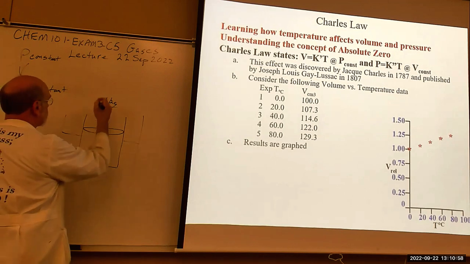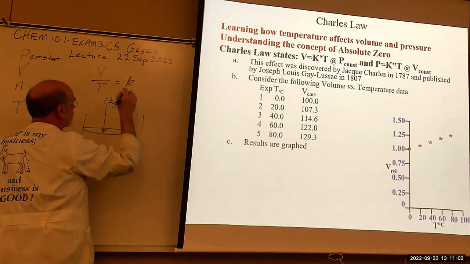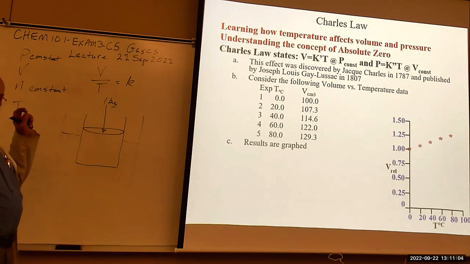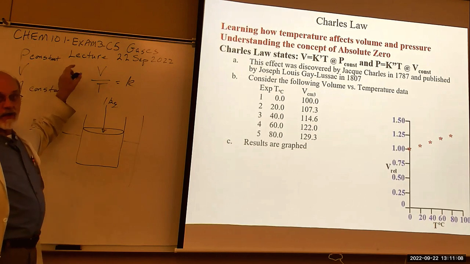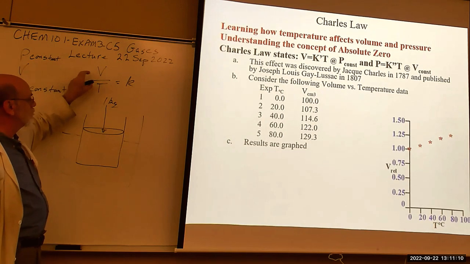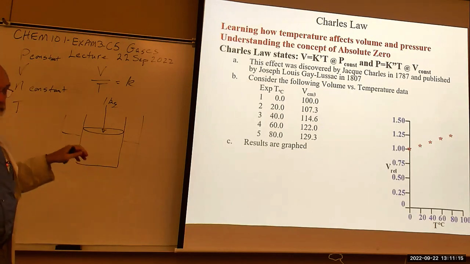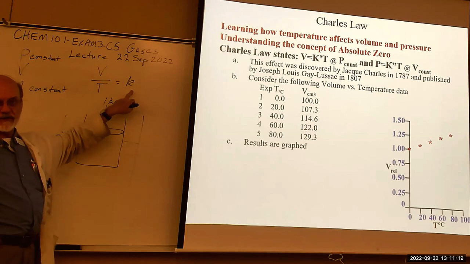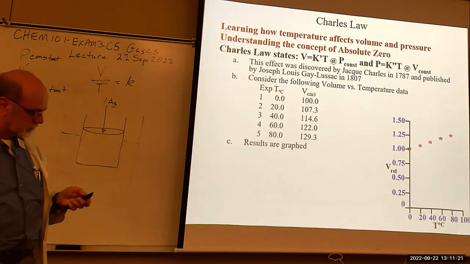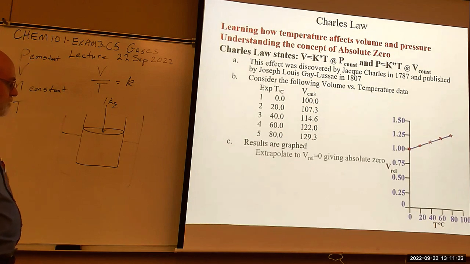And the relationship is like that. Anytime you have a quotient of two variables equal to a constant, that will give you a direct relationship. As this one increases, that one has to increase to maintain that constant value. Okay, there's your straight line.